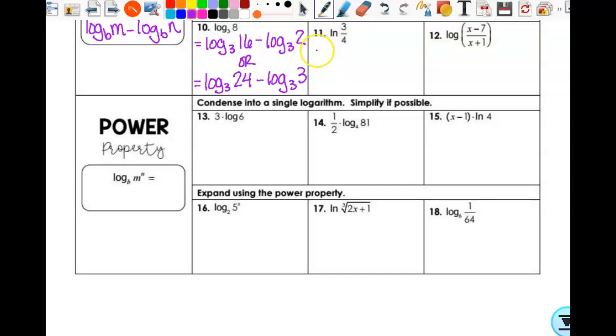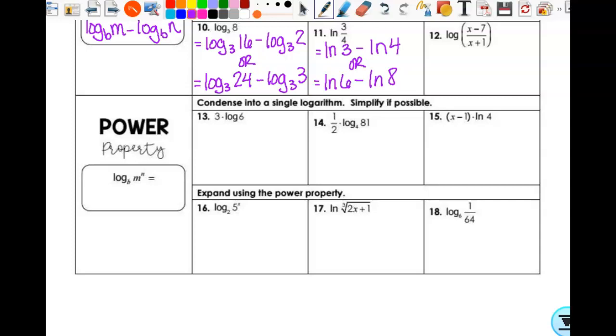I get to use the quotient property here. So this can totally just be the natural log of 3 minus the natural log of 4. But it could also be something like the natural log of 6 minus the natural log of 8, because when I put 6 over 8, it would reduce to 3/4. Okay, so we have an infinite amount of answers there as well.